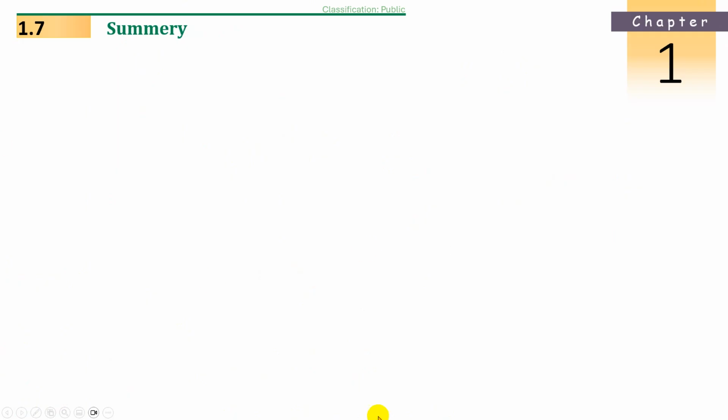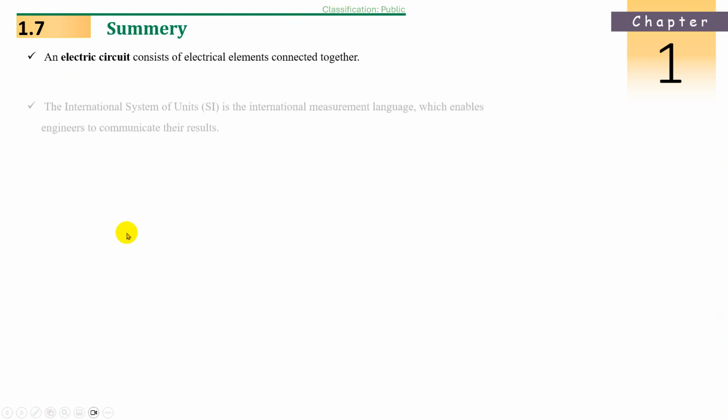Okay. Now coming to the summary of chapter 1. We will have some points on what we studied, and then some problems also. Another 15 minutes I have. What is an electric circuit? An electric circuit consists of electrical elements connected together. Together means maybe in series or in parallel, which we will study in the next chapter: what is series, what is parallel. Together means it's a connection, that's it.